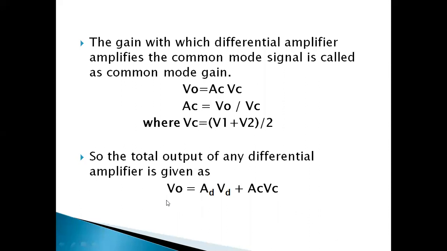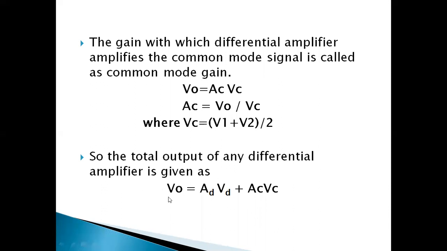In the ideal case, we have only the equation V0 is equal to AD into VD, because in the ideal case it suppresses or rejects the common signal, because this will be 0. It does not allow the common signals, and that means the output will be 0. But in practice, we have some average, that means an amplified version of the average of those two signals.